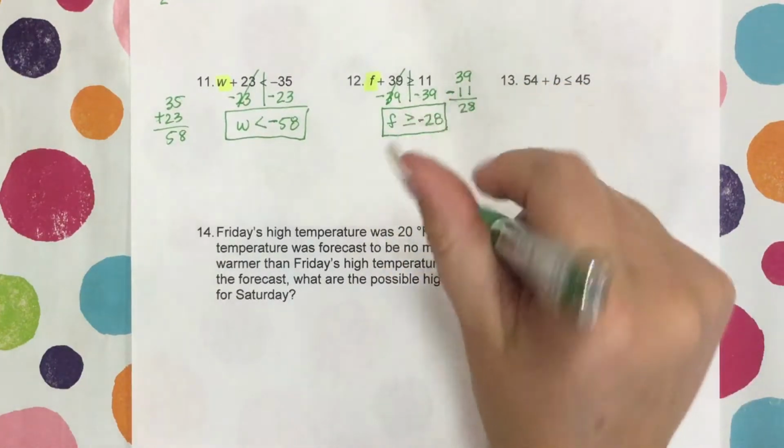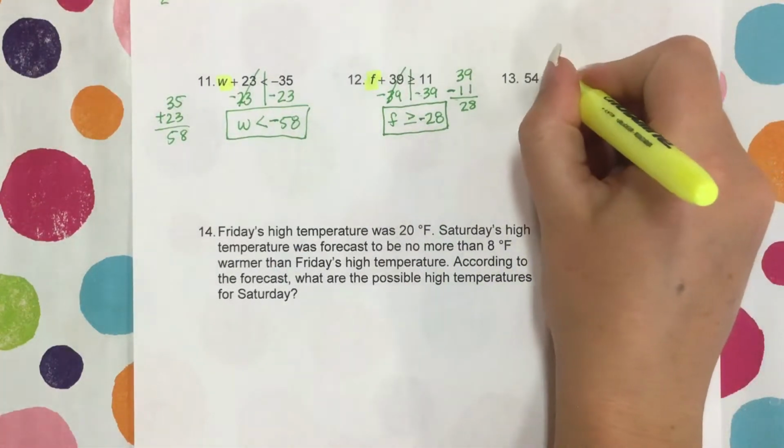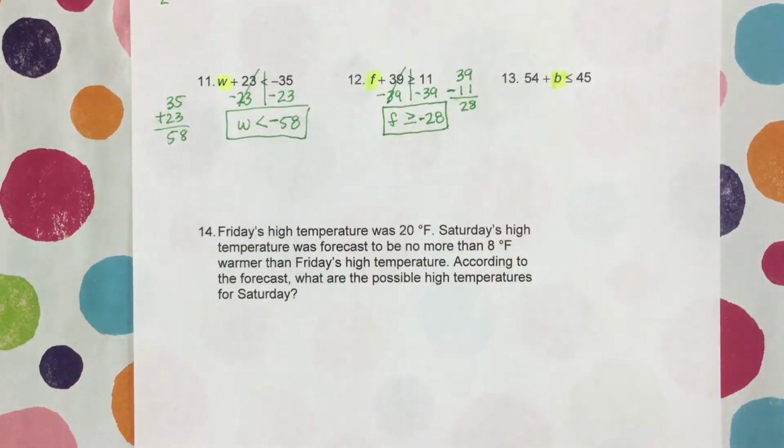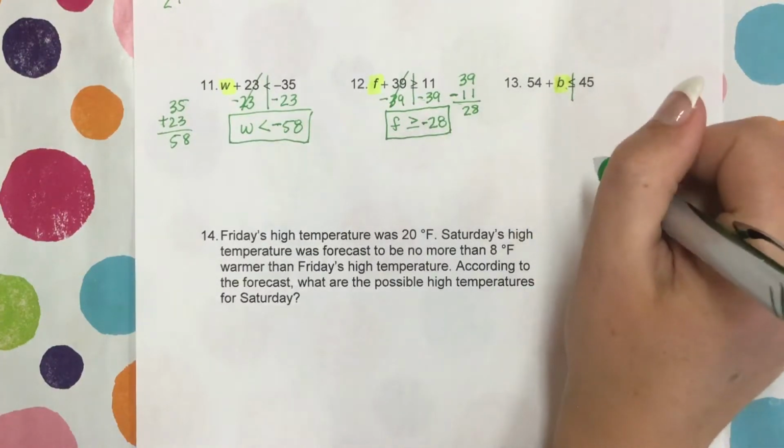Okay, if you got that one right, perfect. On to 13. We are trying to figure out what b is, so we're going to get b by itself. Right now, b is not by itself, so we need to get rid of this 54.